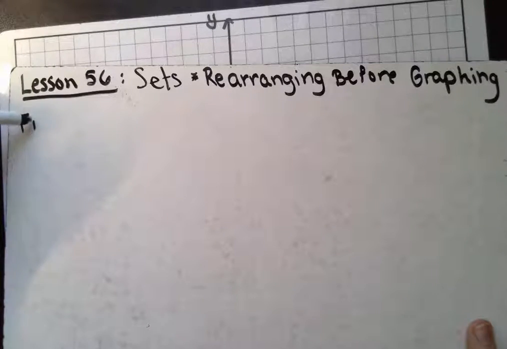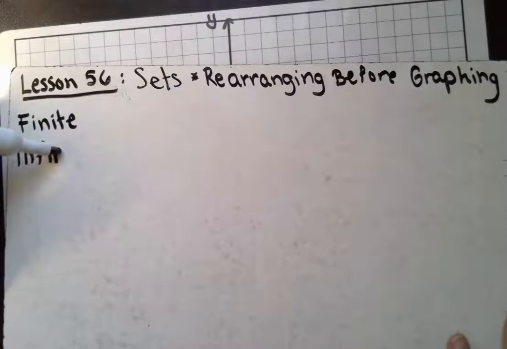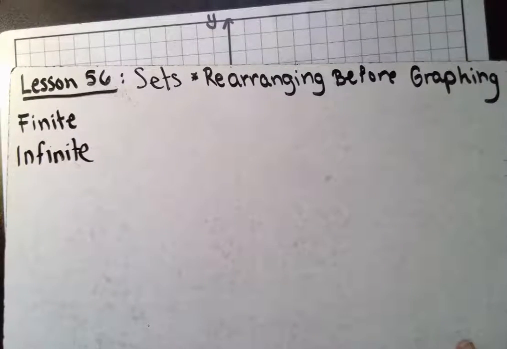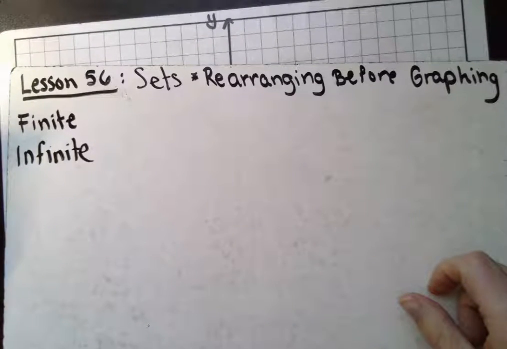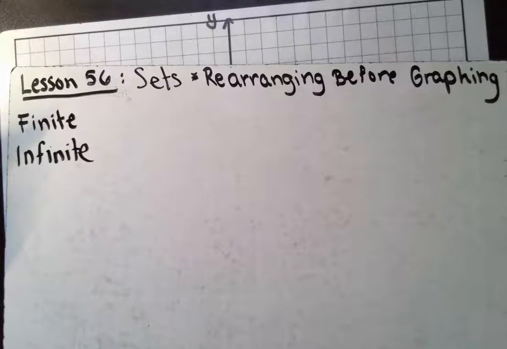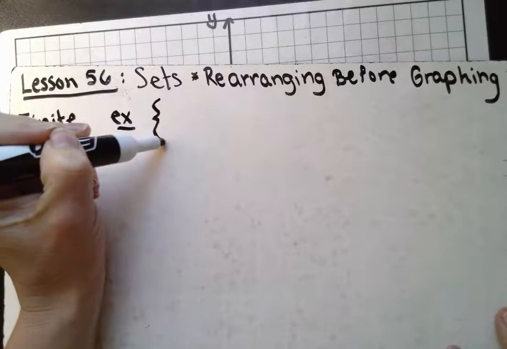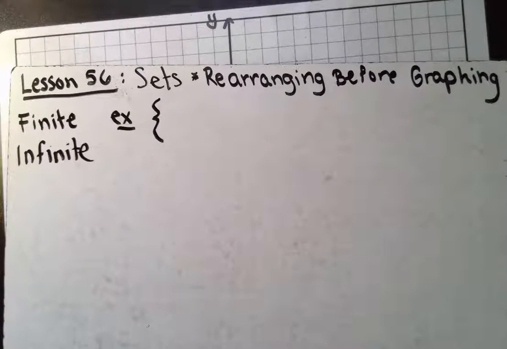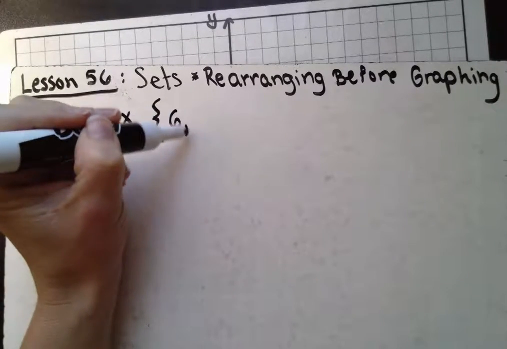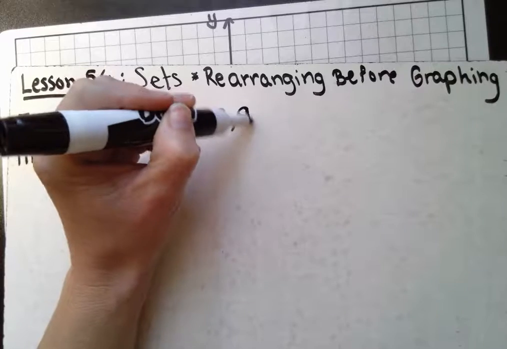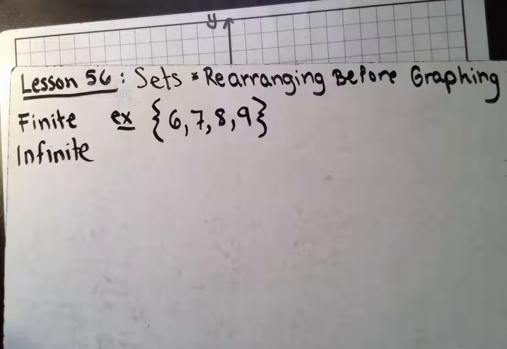So finite is the opposite of infinite. So a finite set, since it's the opposite of infinite, means it has a limited amount of numbers in it. An example of a finite set would be something like this, and we enclose them in braces. So 6, 7, 8, 9. This is a finite set because it only includes these four numbers.